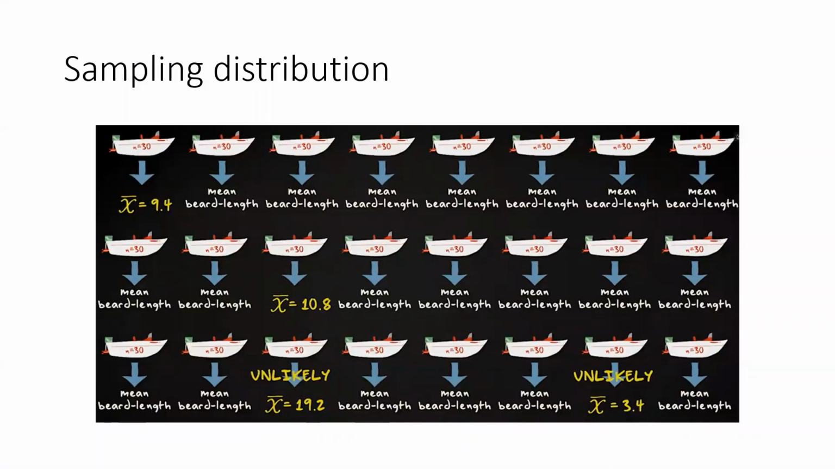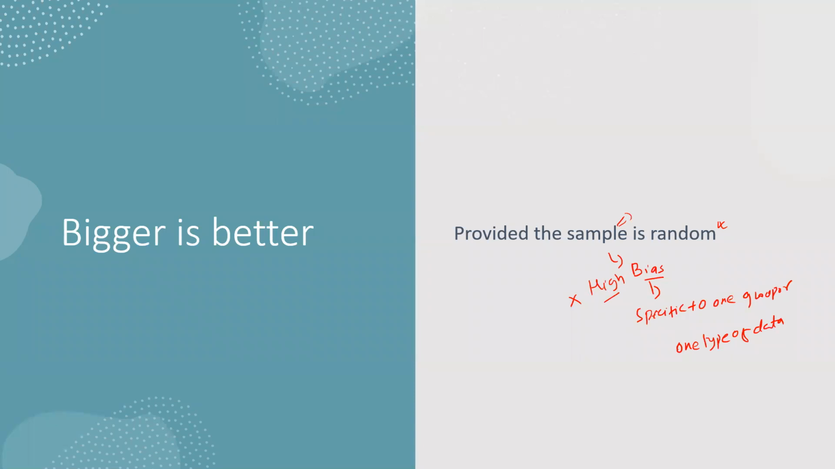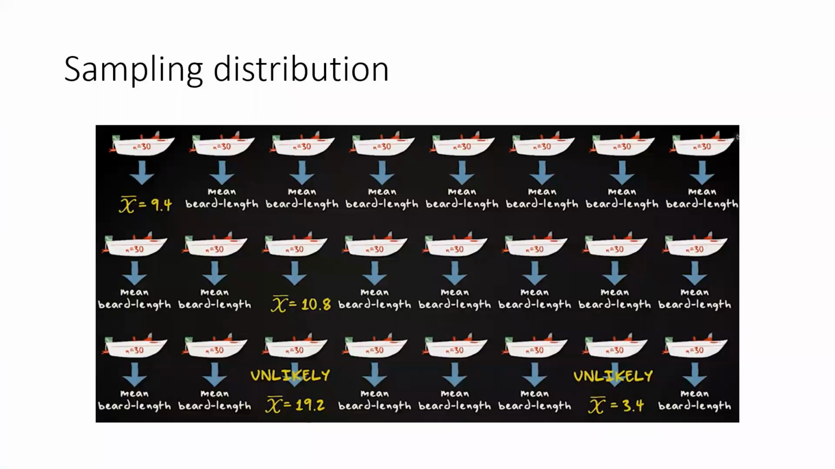Then we have a sampling distribution. Another terminology is sampling distribution, right? So what is sampling distribution? Let's say you can see boats here, right? In one boat we have 30 people, and they are traveling somewhere to attend some party. So we have 1 2 3 4 5 6 7 8 boats here, then 16 and 24 boats, right? In this boat, let's say my mean is 9.4.